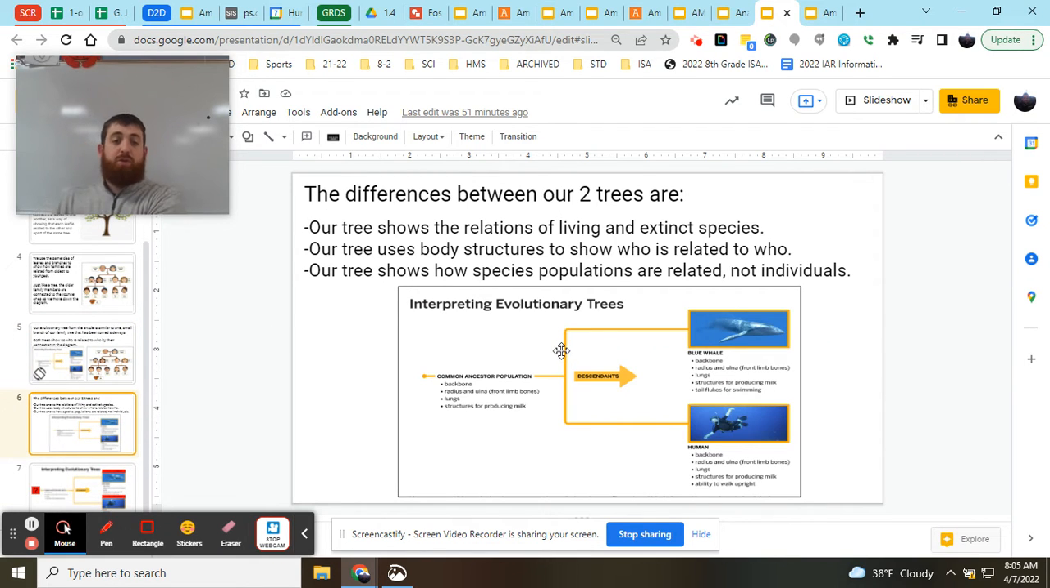Now, the difference between our two trees, the family tree and the one we have in our reading, is our tree shows the relation of living organisms and extinct organisms, versus our family tree, which is obviously everybody alive. Our tree uses body structures to show who's related to who, not necessarily how reproduction shows grandparents and parents and then kids. Our tree also shows species populations and their relations, not individuals. In our family tree, we have mom, dad, brother, sister. Here we have blue whale populations and human populations.